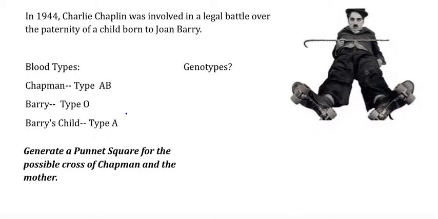The way we do this is just like all the other examples we've done: we write down all the information that we know. The genotype of Chaplin would be I^A I^B. The genotype of Barry, if she's O, is little i, little i. And if the child is type A blood, the child could be I^A I^A, or I^A i.